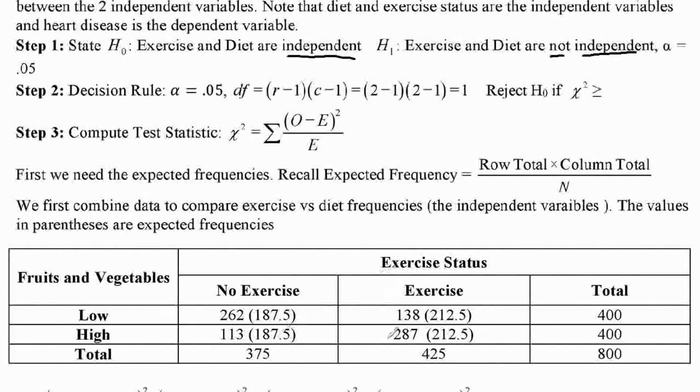So we've got two columns here and two rows in our table. So R and C are both 2. So this is 2 minus 1 times 2 minus 1. That's 1 degree of freedom. And then we want to look the critical value up in the table for 1 degree of freedom and alpha equals 0.05.